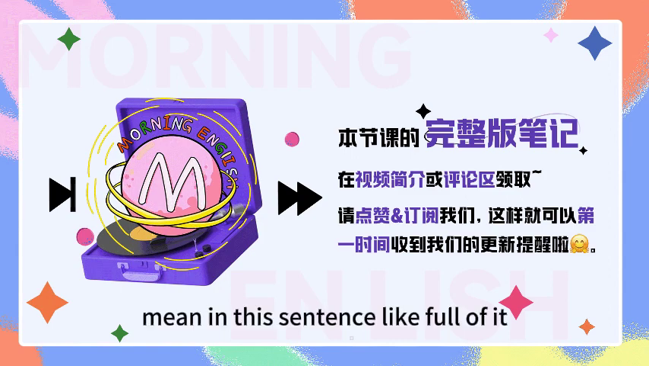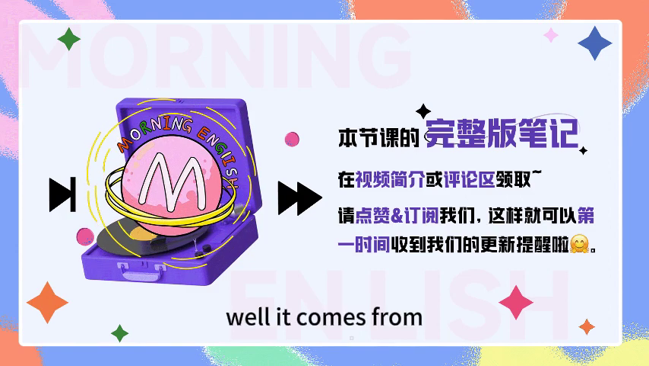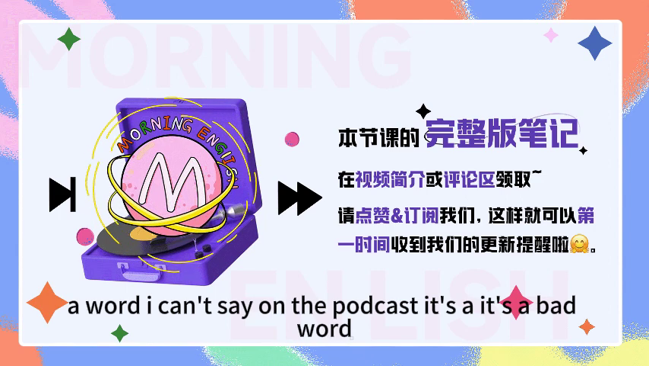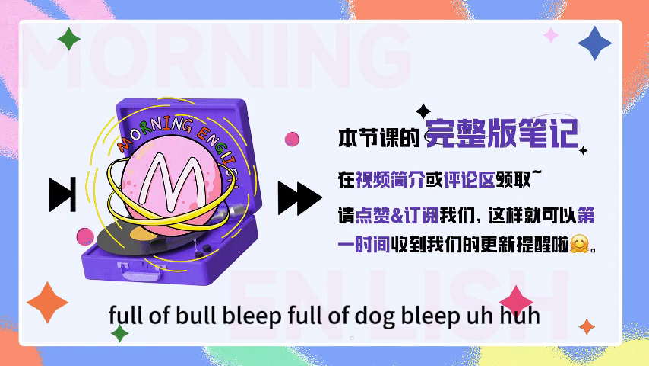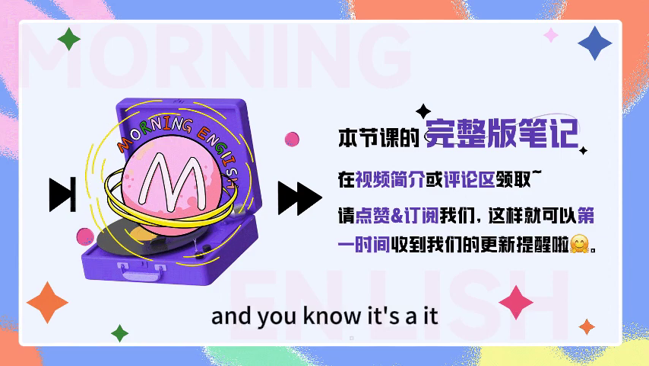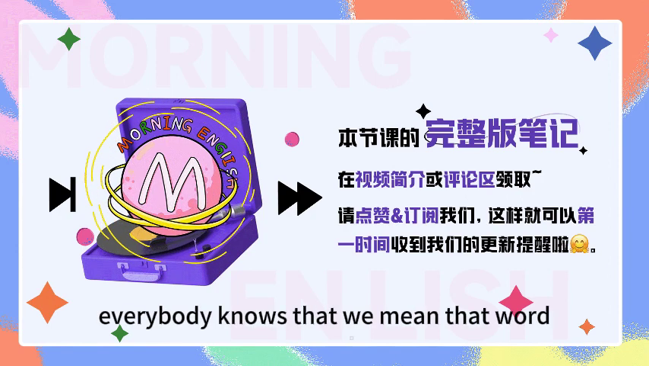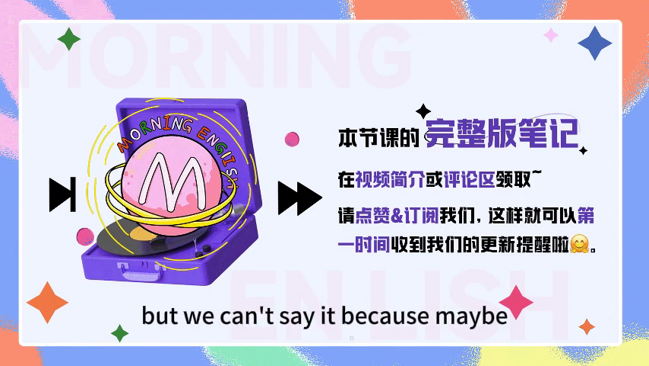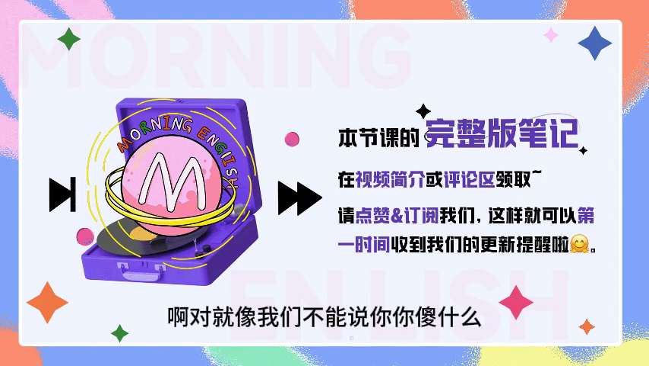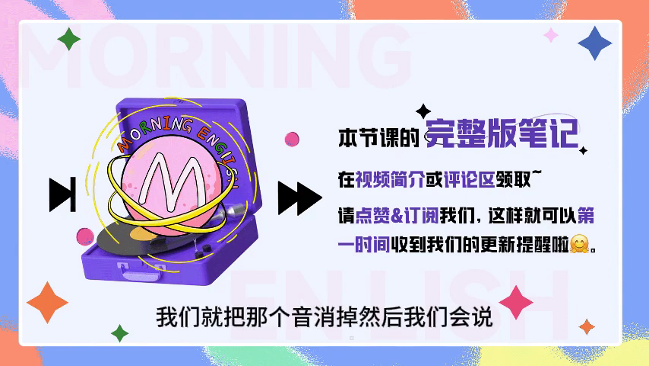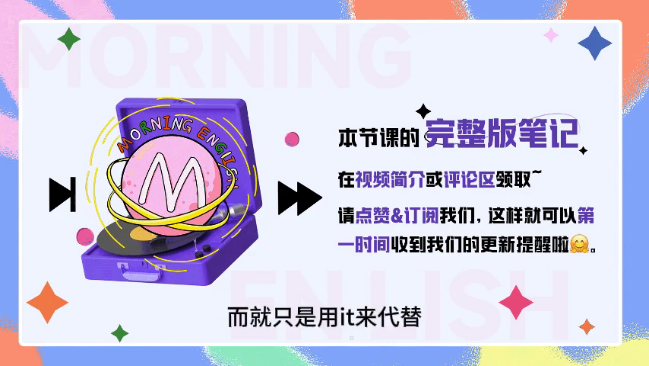But what does it mean in this sentence? Full of what, right? Well, it comes from a word I can't say on the podcast. It's a bad word, starting with S. Full of bull bleep, full of dog bleep. So when we say full of it, everybody knows that we mean that word, but we can't say it because in some places you shouldn't use words like that. We just replace the dirty word with it.